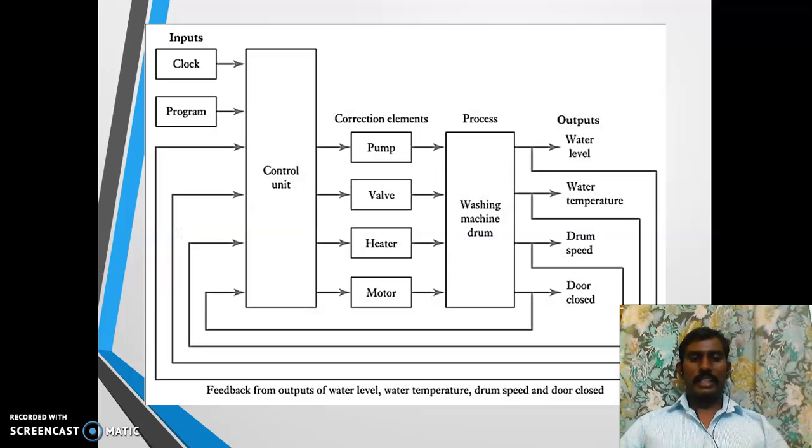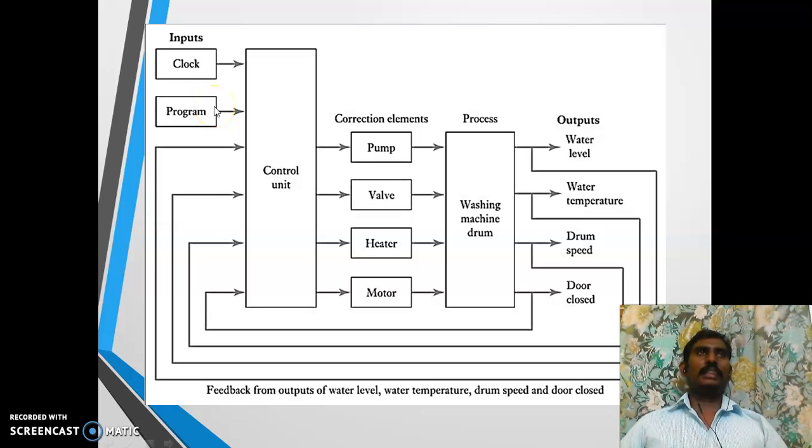So here is the schematic diagram of a washing machine. There is a pump for the water level and other water handling. There is a control unit. We have inputs of clock and program. There are a number of programs.